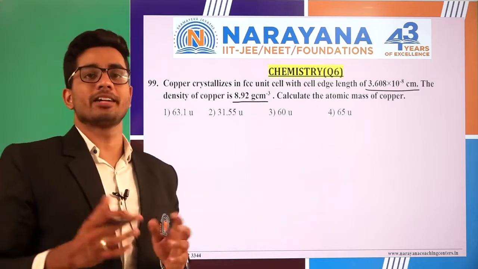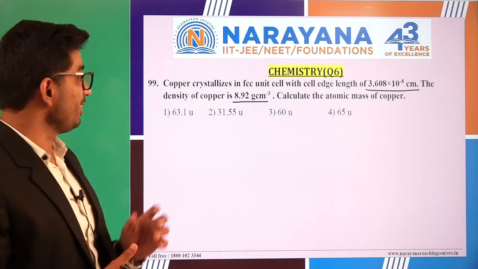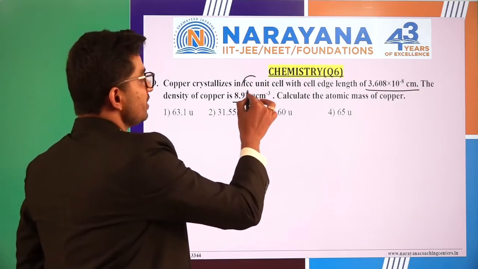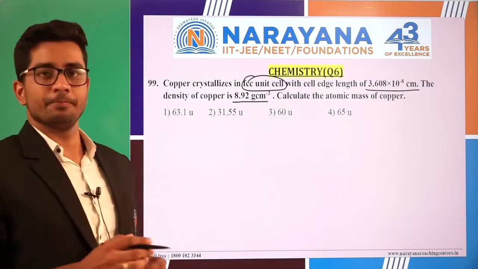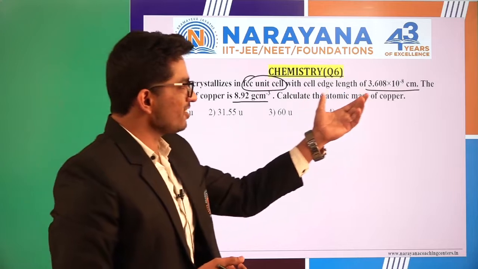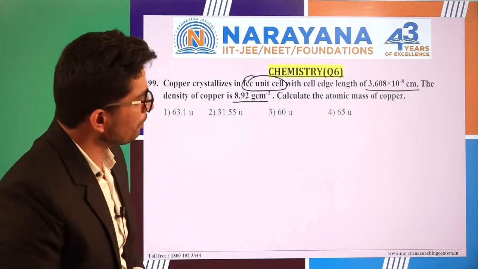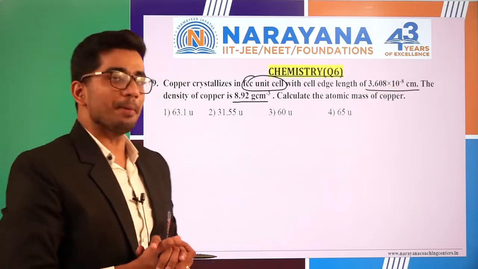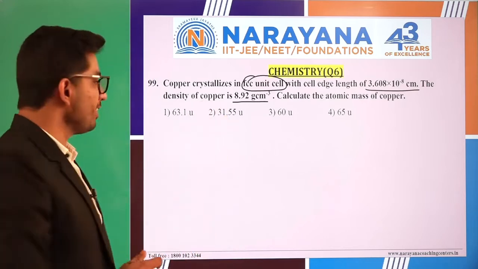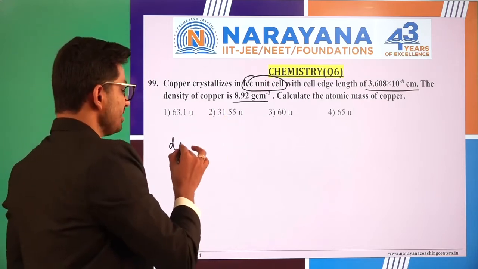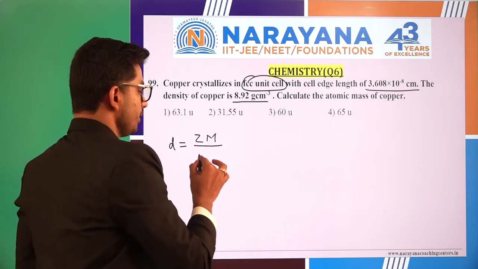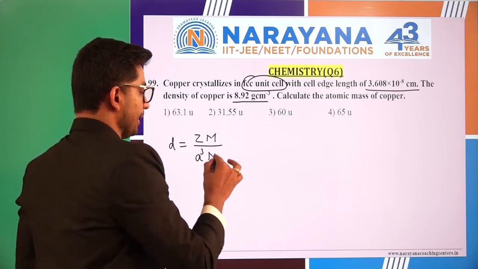So we have to get the atomic mass of copper, and we are given that copper crystallizes as an FCC unit cell. See this carefully, FCC unit cell. So the edge length for such unit cells is given as 3.608 into 10 to the power minus 8 centimeter. Density given is this. So we have a formula for density, and that is D equals Z M upon a cube Na.